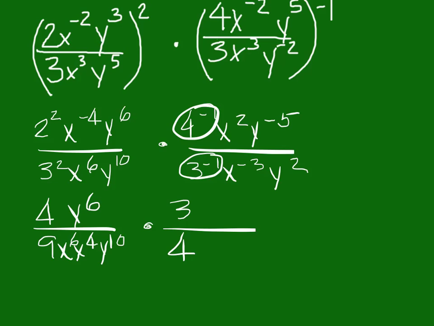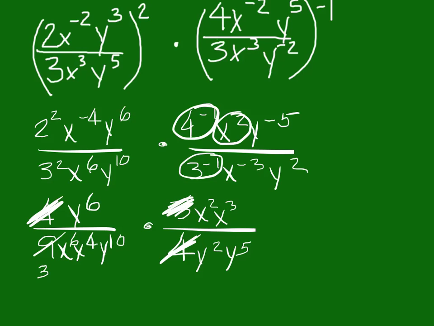This stays where it's at on the top, and the x to the 3rd goes with it. Y to the 2nd stays on the bottom, and the y to the 5th goes with it. You can cancel out your 4's. They are gone. You can take away this 3 because it goes in the 9 3 times.